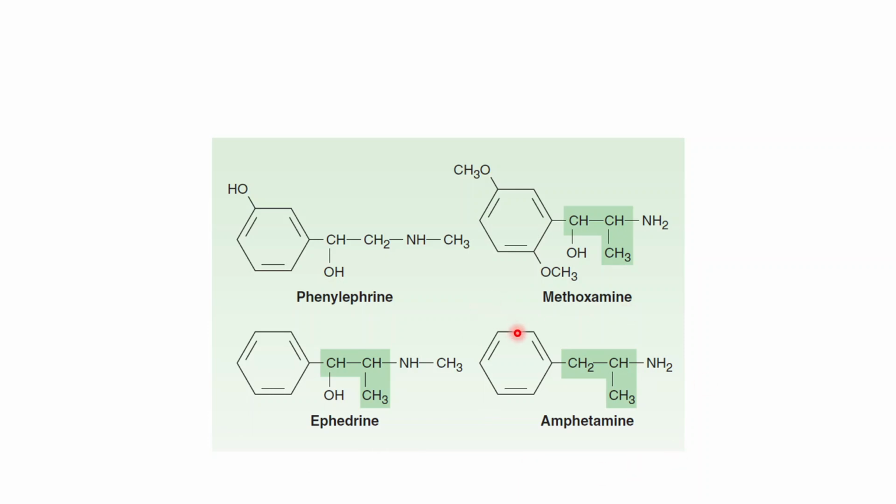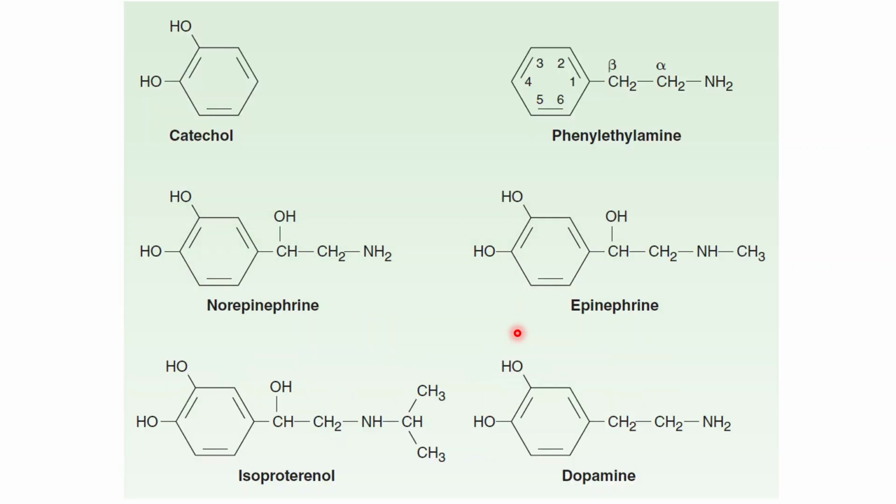They are orally active and have a prolonged duration of action and produce central nervous system effects not typically observed with other catecholamines. Increasing the size of alkyl substituents on the amino group tends to increase beta receptor activity. For example, methyl substitution on norepinephrine, yielding epinephrine, enhances activity at beta-2 receptors.